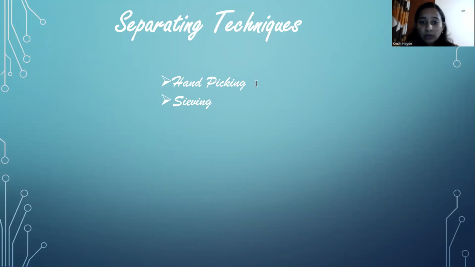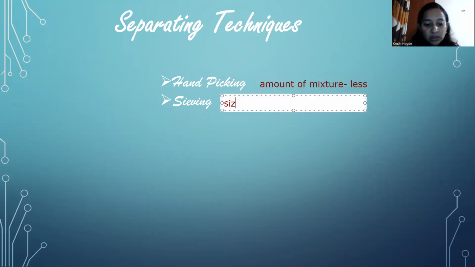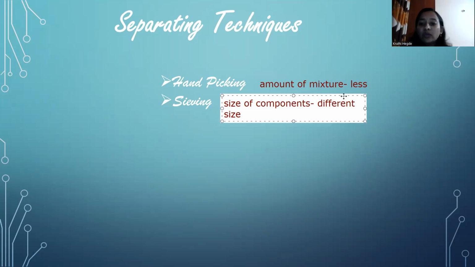When the amount of mixture is less, then we go for hand picking. Whereas sieving, when the size of components is different, we go for sieving. Okay, when the components are of different size, we go for sieving.